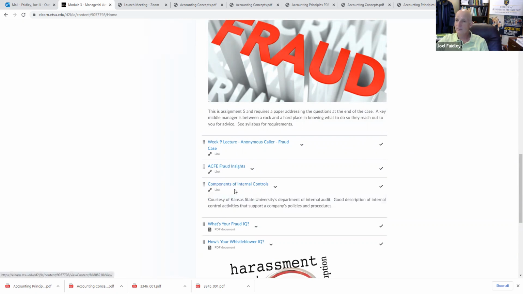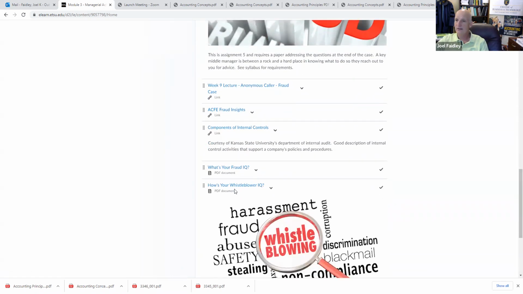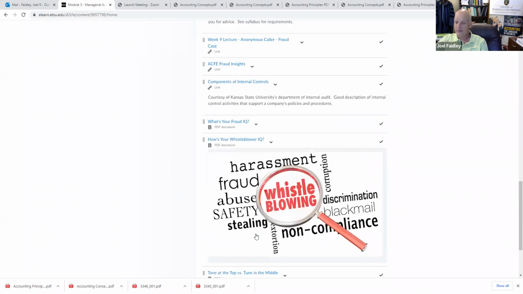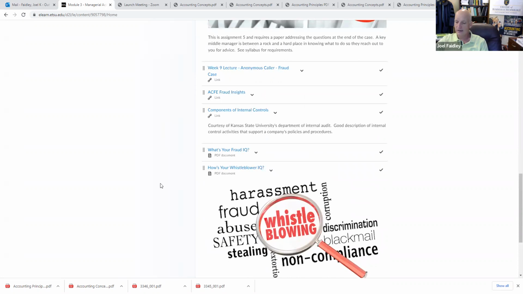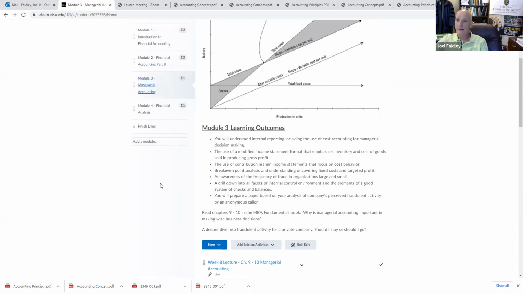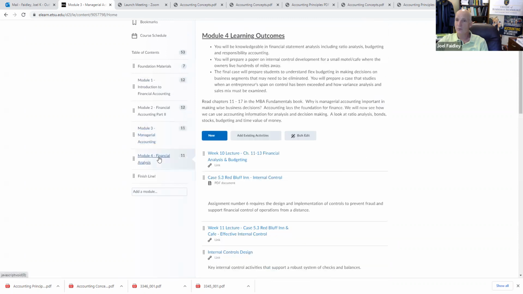And so we've got several links in here that you're going to read and find out about. The Whistleblower Act that is now out there for people to protect them if they blow the whistle so they don't incur retaliation. Tone at the top versus tune in the middle. Very interesting case. Our sixth case is one on internal control. And that's probably in our last module 4.